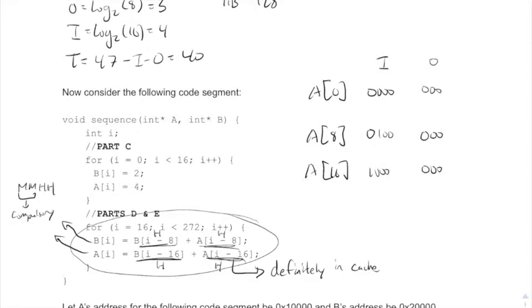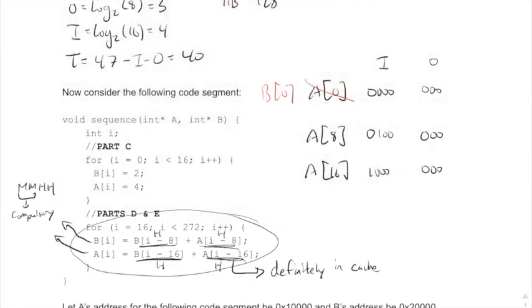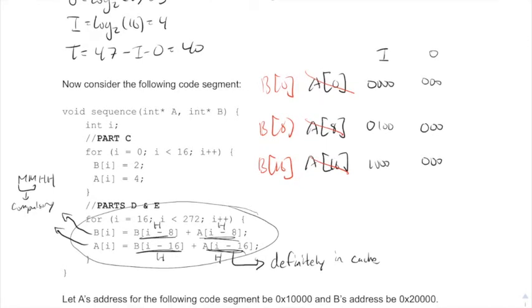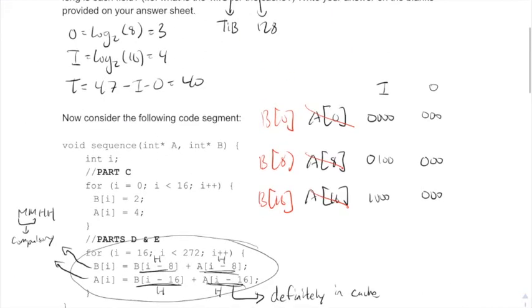However, if we were to have a one-way, or direct-mapped, cache, we have the ping-pong effect, where A0 will get replaced with B0, and then A8 will get replaced with B8, and then A16 will get replaced with B16. Thus, we can't have a direct-mapped cache. So the answer is not one-way.